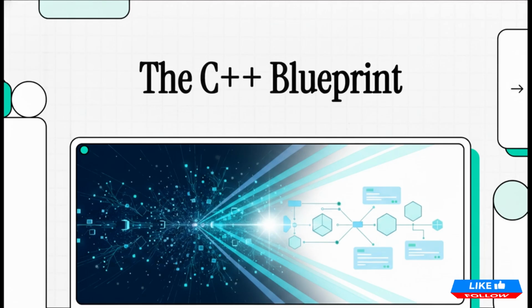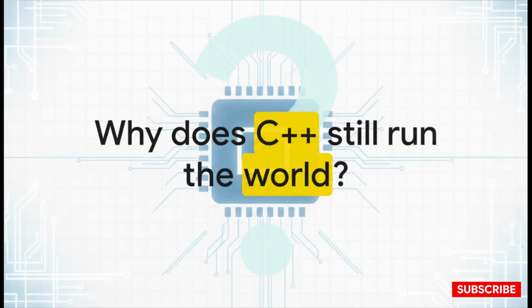modern C++. So you might be wondering, with so many shiny newer languages out there, why does C++ still literally run the world? Well, the answer is absolute, uncompromising control. C++ gives developers direct access to the bare metal of the hardware. But with that kind of power comes a bit of a reputation for complexity. Our goal today is to completely demystify that reputation by building our understanding from the bottom up.